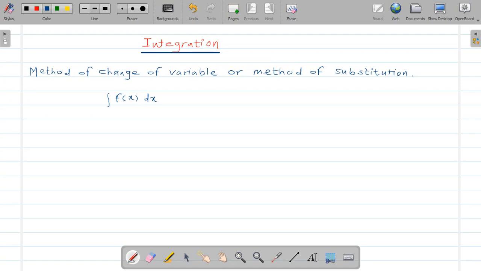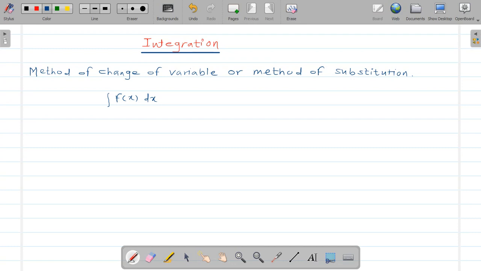But many times by changing this variable of integration by a suitable substitution, the given function is reduced to some standard form, and hence this method is called the method of substitution. So in short, the method of substitution is the convenient method to convert or to reduce the given function to the standard form. We will discuss this by taking some examples. So today we are going to discuss this concept, that is the method of substitution.